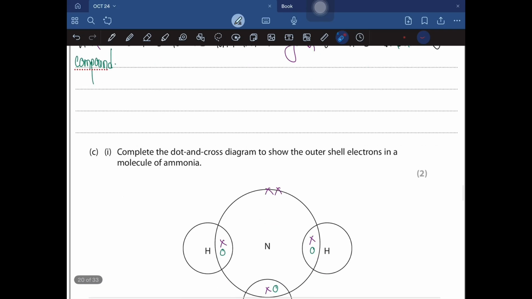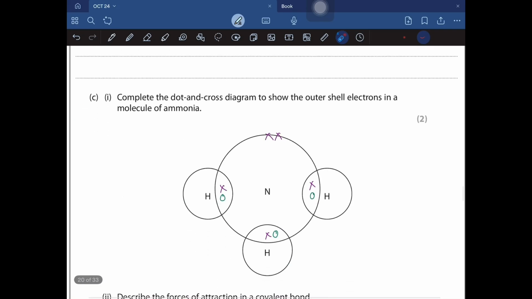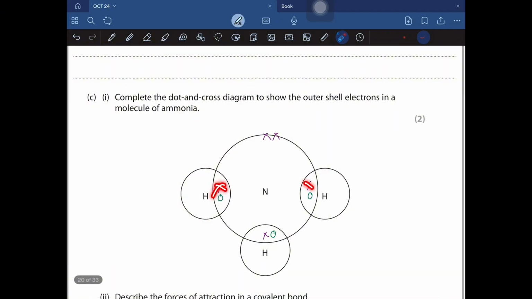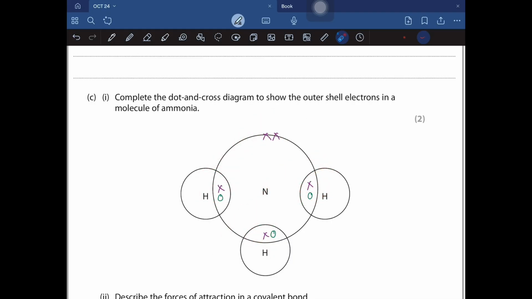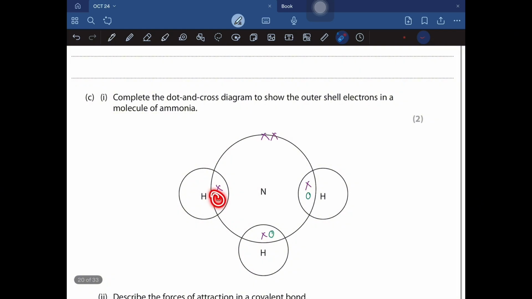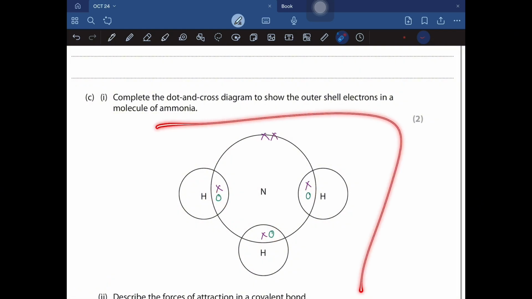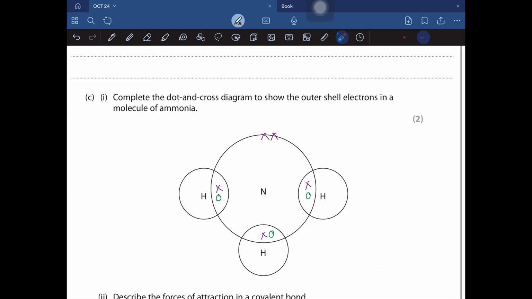Moving on to the next part of the question, you have to complete the dot and cross diagram. There are 5 electrons in the outer shell of nitrogen, so put 5 electrons, 1, 2, 3, 4, 5, in the outer shell of nitrogen. Now hydrogen can only donate 1 electron, so you fill in the hydrogen electrons as well. And this is how you draw a diagram of a covalent bond.